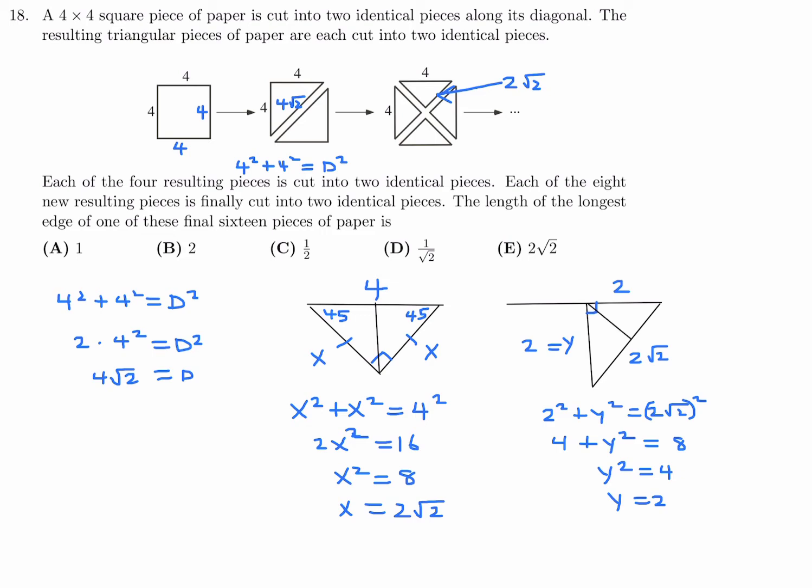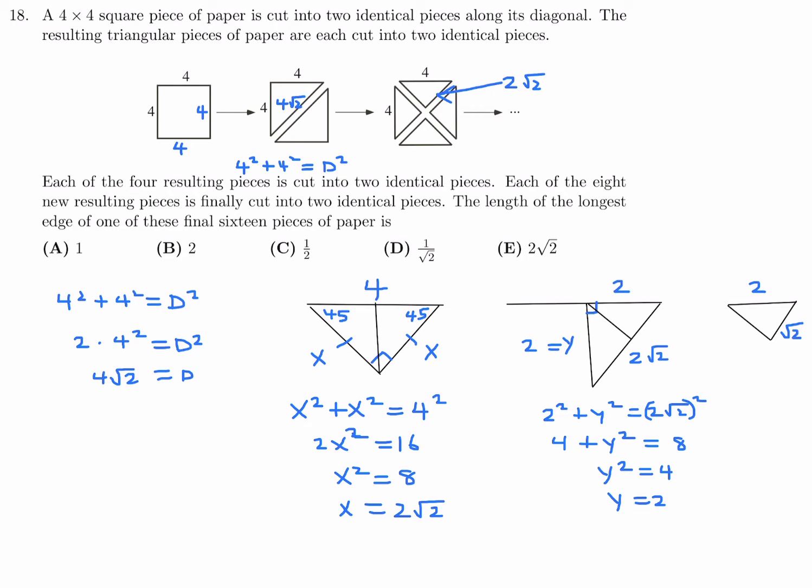So I'll draw that again. Over here, we've got to take that and cut it in half like this. That's the last one. Well, this side doesn't change. That's just 2. This side is going to be this side divided by 2. So that was 2 root 2, so that means this is just going to be root 2.